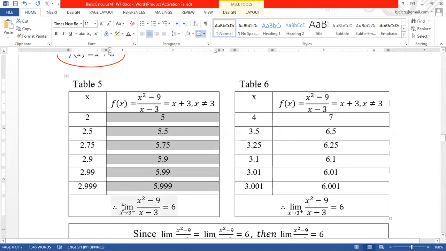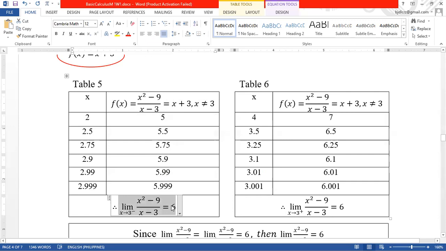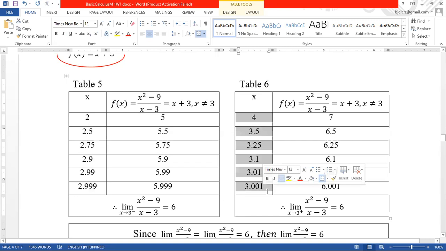So therefore, we can conclude that the limit of x squared minus 9 over x minus 3 as x approaches 3 from the left is equal to 6. How about the other one? From the right. So 4, approaching 3.001. It is not exactly 3.